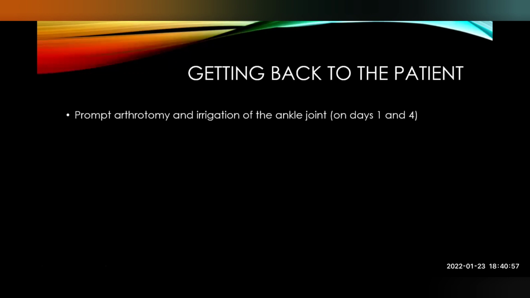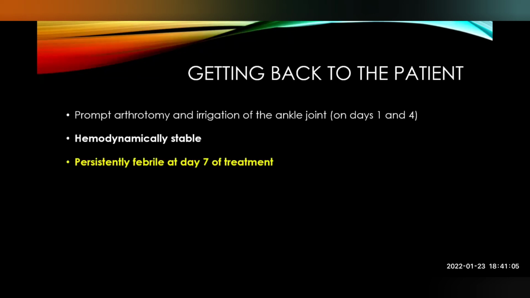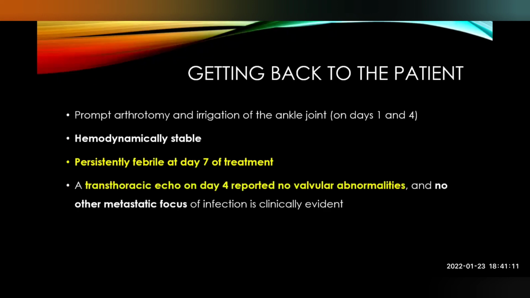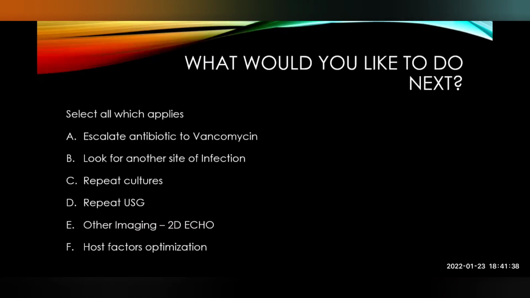Getting back to the patient, he underwent prompt arthrotomy and irrigation of the ankle joint. Hemodynamically, he is currently stable, but he is having fever. He is still febrile even after day 7 of adequate treatment. His transthoracic echo was done on day 4, which reported no valvular abnormalities, and no other metastatic foci of infection were clinically evident. His blood cultures remained persistently positive for MSSA. On day 1, day 3, and day 5, repeat blood cultures were sent, and these were all positive for MSSA. So what would you like to do next?